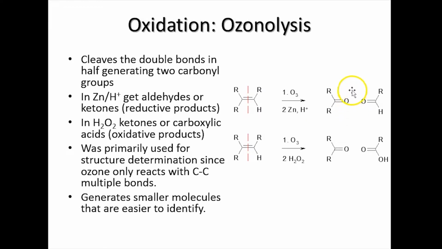And this will actually form 2 species, each containing a double bond to oxygen. In this case, when you have 2 R groups, this indicates a molecule called a ketone. Where you have an R group and an H next to the double bond, this indicates an aldehyde.